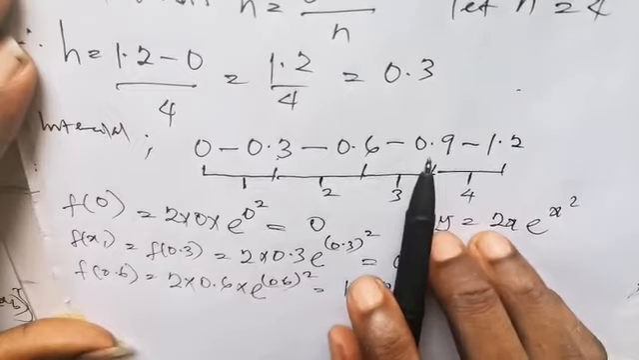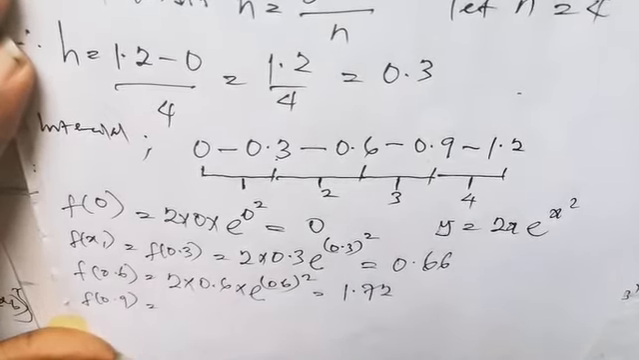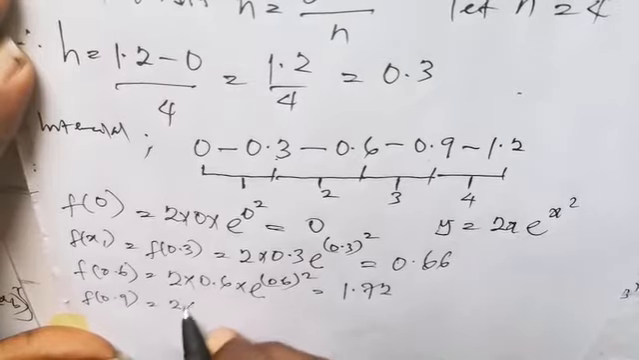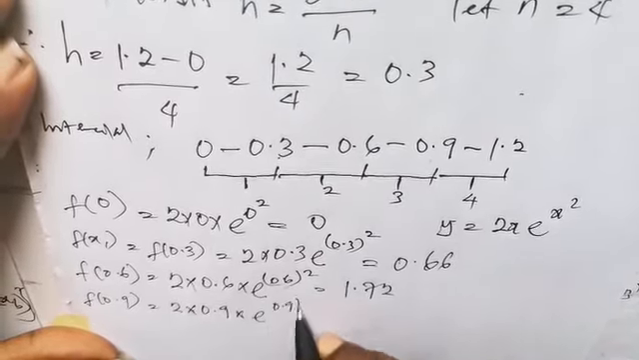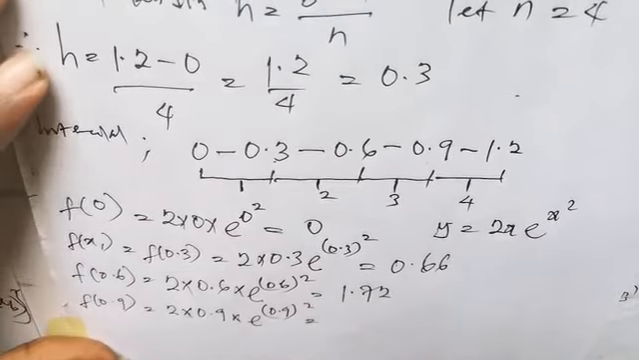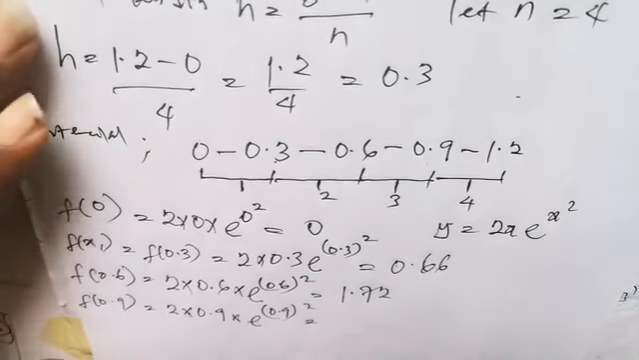Next is 0.9. So I will find f of 0.9, which is equal to 2 times 0.9 times exponential of 0.9 all squared. Go ahead and punch it all together: 0.9 squared, find the exponential equivalent of that, multiply by 2, multiply by 0.9. This gives me approximately 4.05.